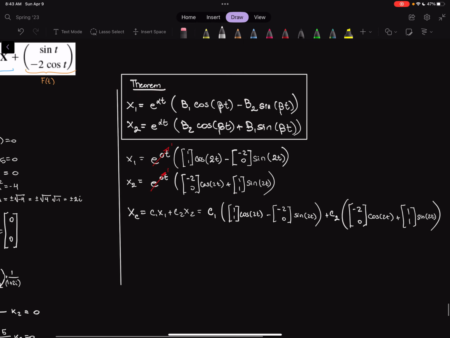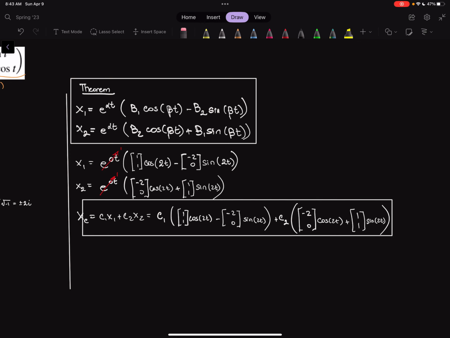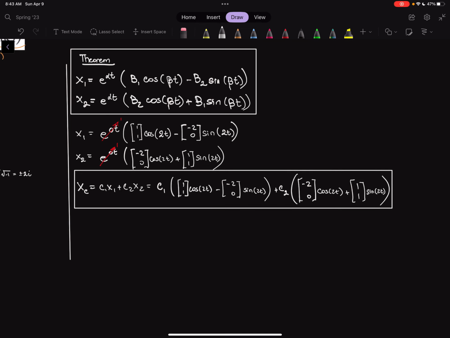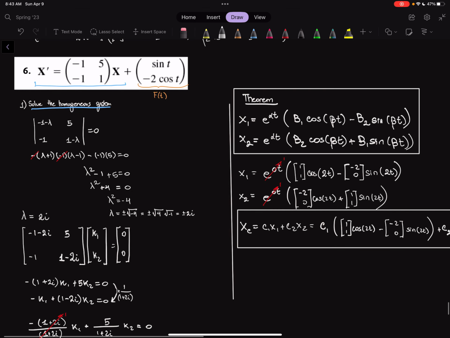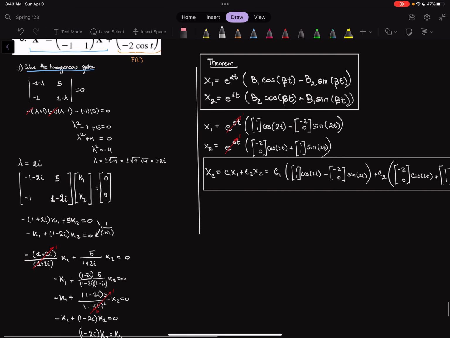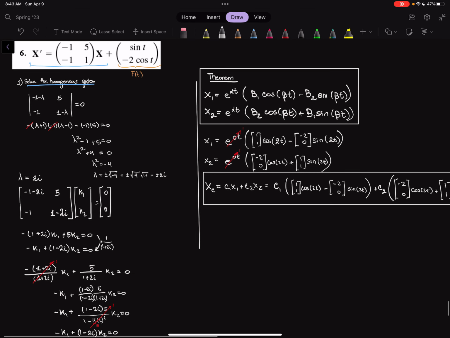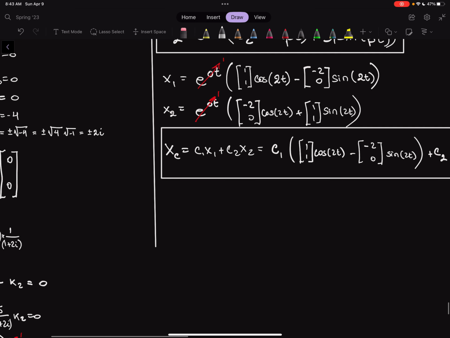Now, before we move on, what I would like to do is to check whether this is true. To check whether this is true, you need to find the derivative of this, and plug it back into your homogeneous system. I'll show you how to do that in MATLAB, and then I'll show you how to do the particular solution. But let's start first finding the particular solution.